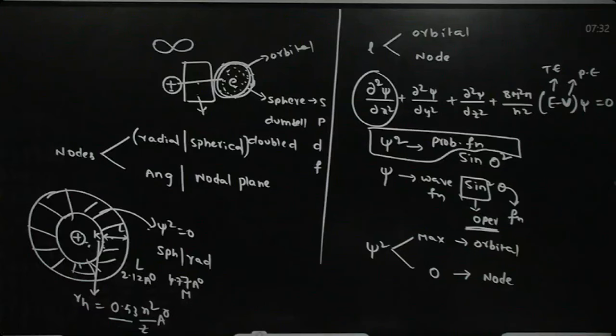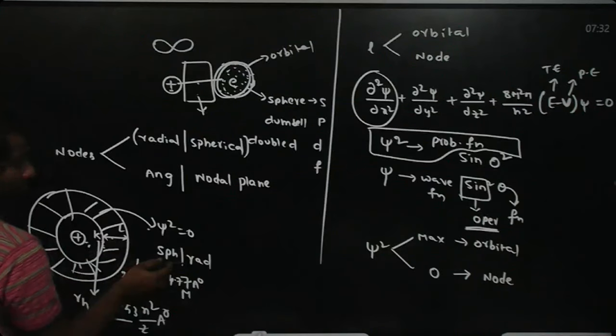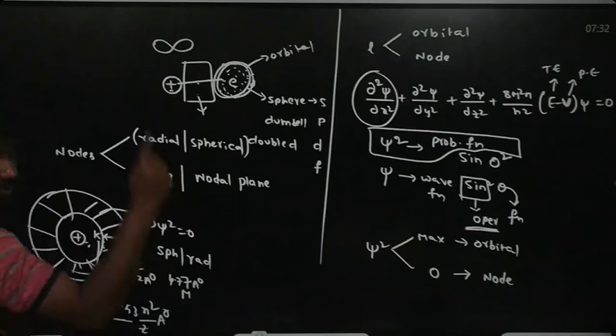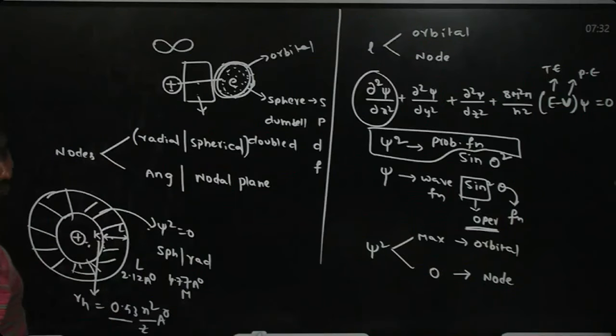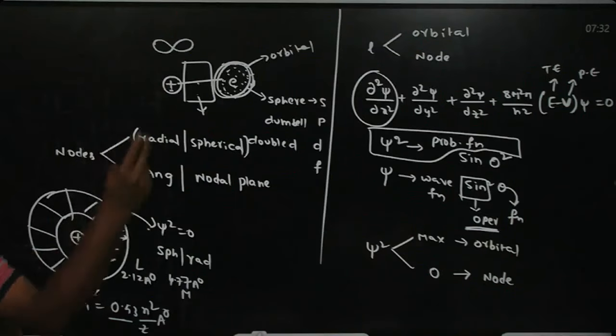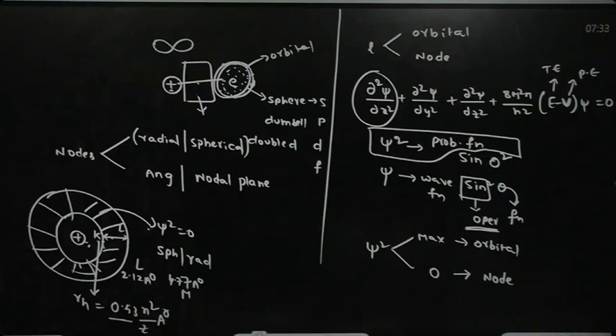Okay now. For K, 0 spherical nodes. For L, 1 spherical node. For M, 2 spherical nodes. For N, 3 spherical nodes. Got it? Right.